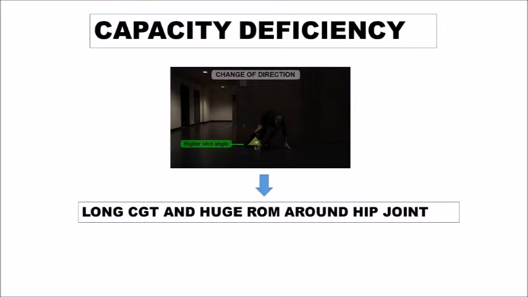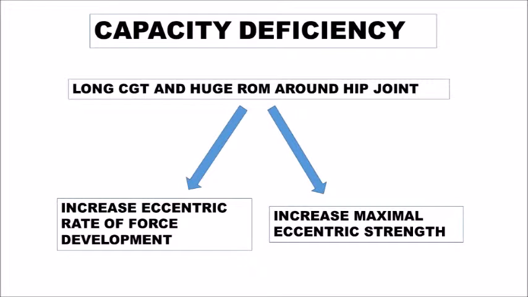So, the issues we are trying to resolve are a very high contact time and a large range of motion around the hip joint. When trying to change the contact time, we can adopt two different strategies. We can decrease the entry velocity by producing a higher braking impulse during the initial deceleration and the penultimate step by increasing the eccentric rate of force development. Or we can choose to increase the maximal eccentric strength to try and increase the capacity to withstand the high magnitude of braking forces experienced in a cut with a high entry velocity.